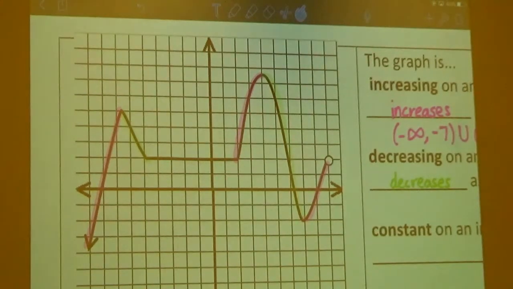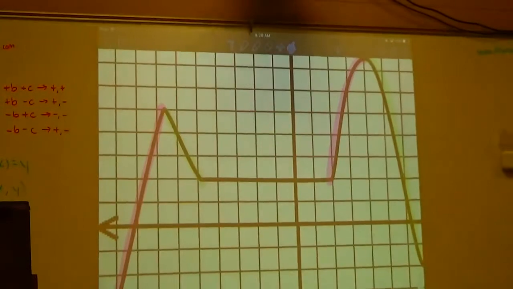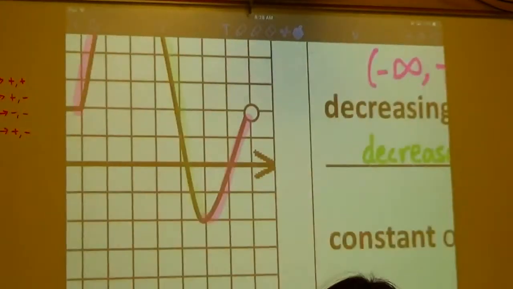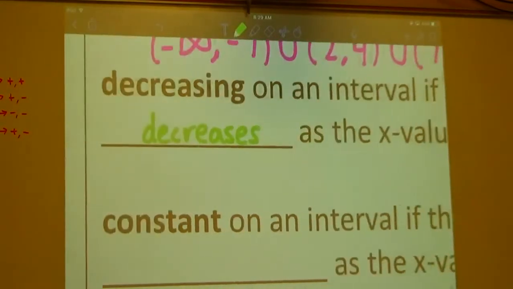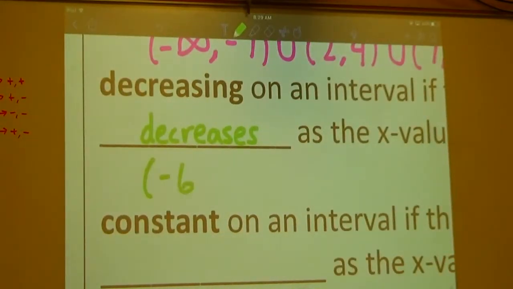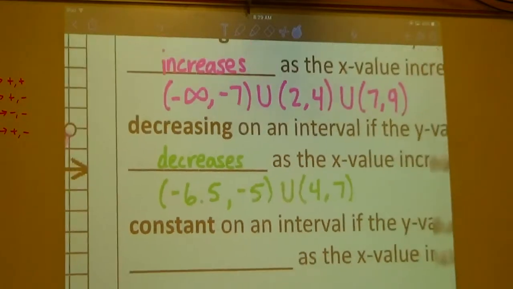Yeah, I wrote the first one wrong. I thought it was the 7. It should be like 6.5 or something. So I'll change that on the notes up here. But yeah, negative 6.5 to what? Negative 5. What's the other one? Seven. Alright, is everybody seeing where we get those numbers?